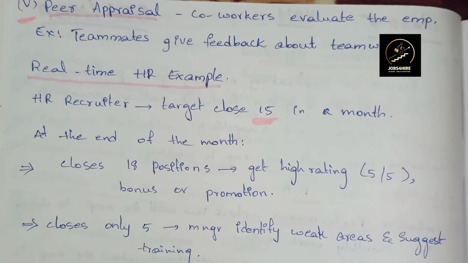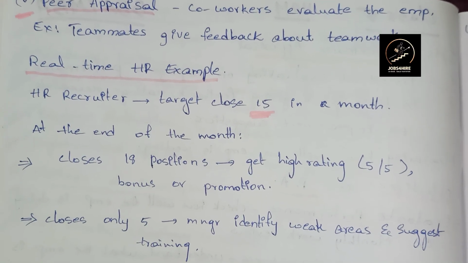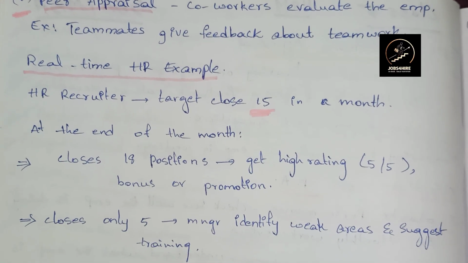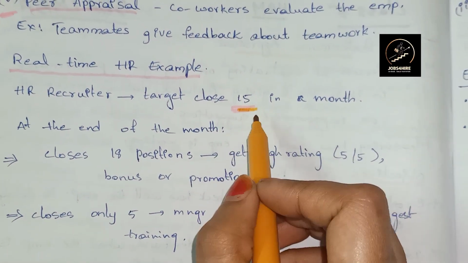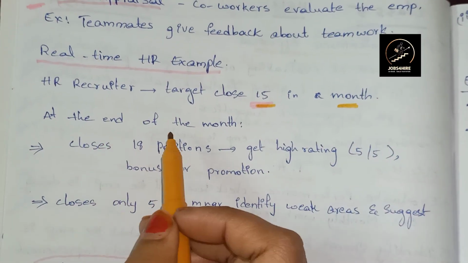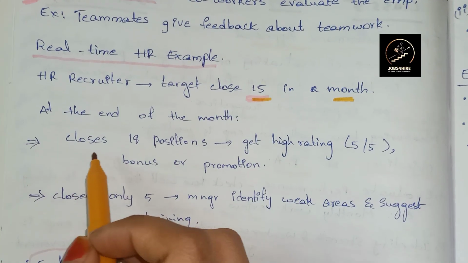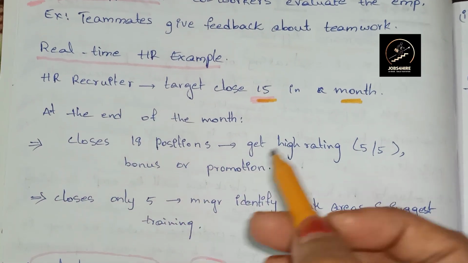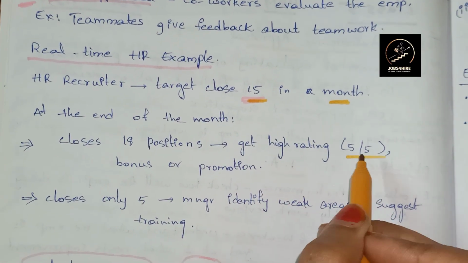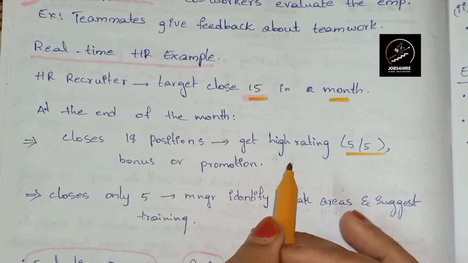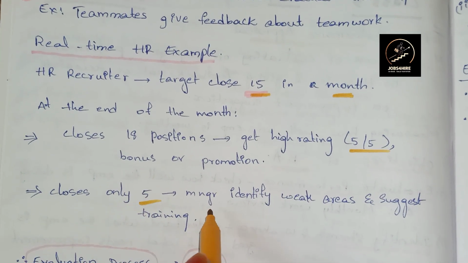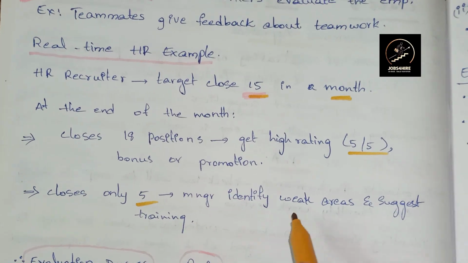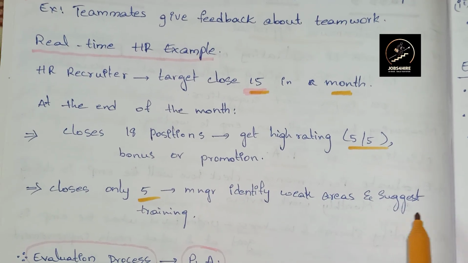Let's talk about a real-time HR example. Suppose a company has an HR recruiter and the target is to close 15 positions in a month. At the end of the month, if she closes 18 positions, then she gets a high rating of 5 out of 5, and a bonus or promotion. If she closes only 5 positions, then her manager identifies weak areas and suggests training.